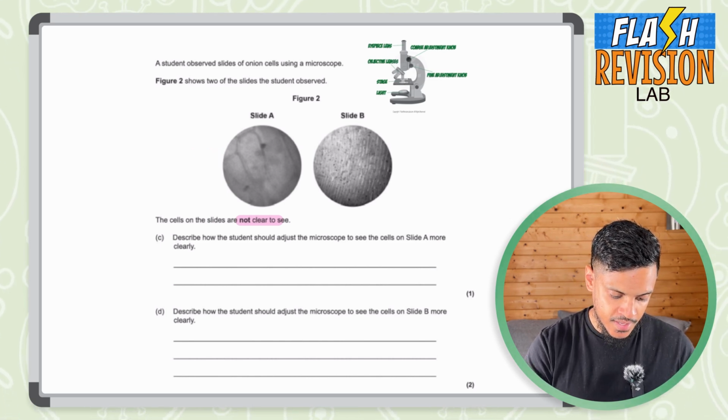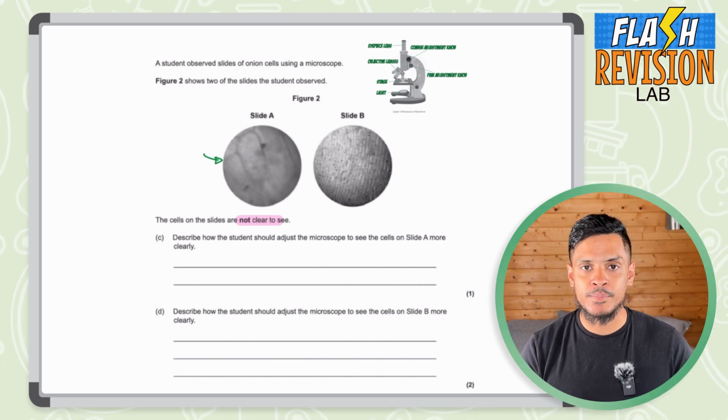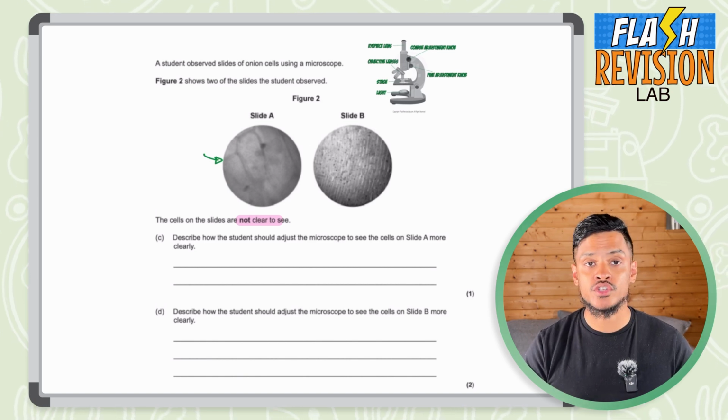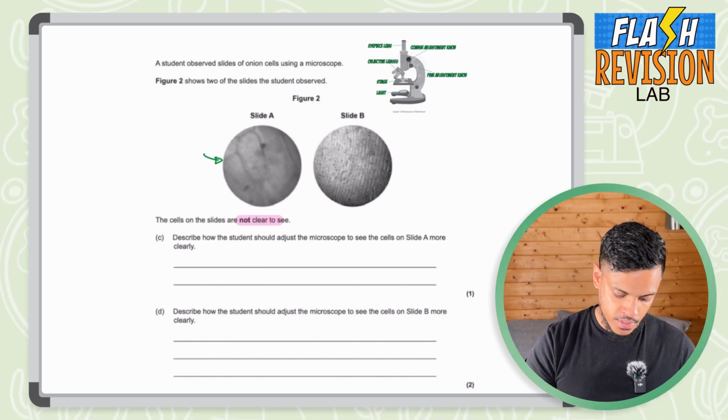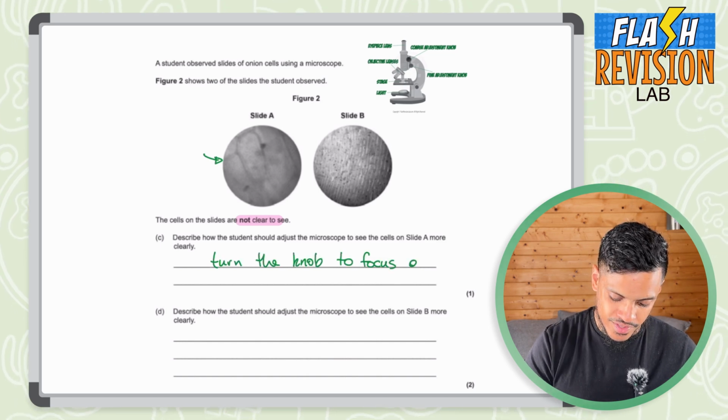So slide A, you can see that the cells are slightly out of focus, they're blurry, so it needs to be focused more. How do we focus it on a microscope? We need to use one of the focusing knobs. So the answer here is turn the focusing knob to focus on the cells.